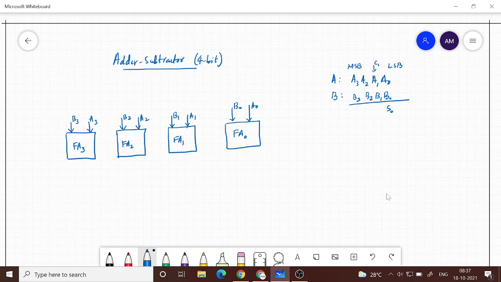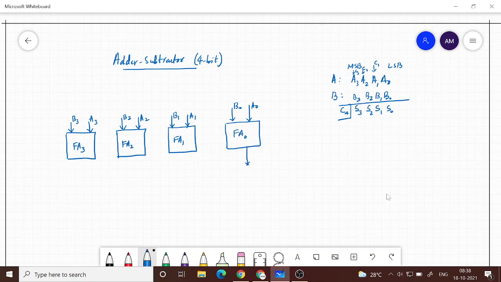Okay, C1 will be added with A1 and B1, and that will also generate some 2-bit result, of which we call the LSB S1, and the MSB of that 2-bit result we call C2, and that will be added here, and that will give you S2 and C3. Finally you will get S3 and C4. So this is the case. Okay, so that is just the adder itself.